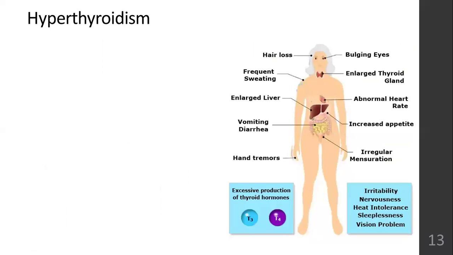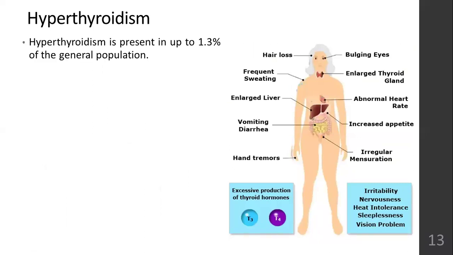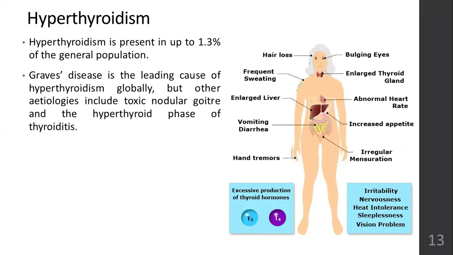Then hyperthyroidism. Only 1.3% of the general population so far is diagnosed with hyperthyroidism, so it is far less diagnosed than hypothyroidism. Graves' disease is one of the leading causes of hyperthyroidism globally, though toxic or nodular goiter can also be the reason. In Graves' disease, your immune cells attack the thyroid gland, and as a result the thyroid gland produces more thyroid hormones.